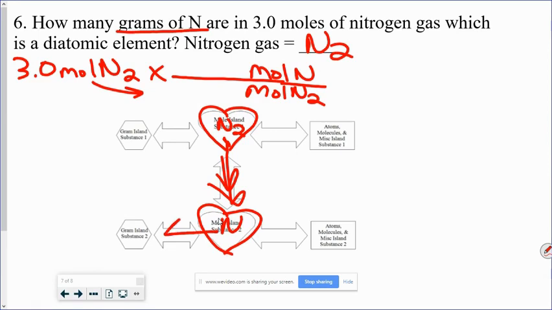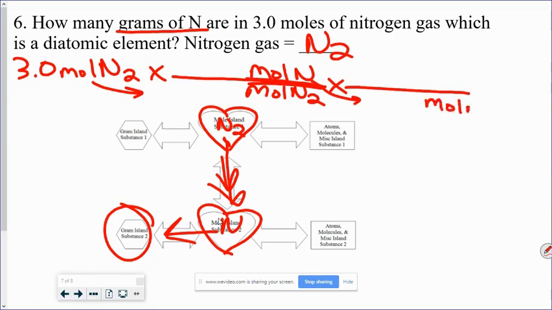So that means now we're going to go over here to this island. We don't want our answer to be moles of N, so multiplication sign, division bar, whatever label's on top goes on the bottom of the next step, moles of N. Can we go from moles of N right here over to Gram Island? Absolutely. So we can go to grams of N.